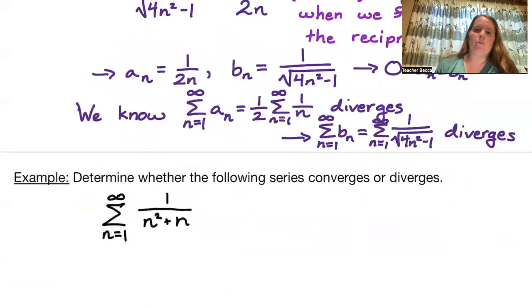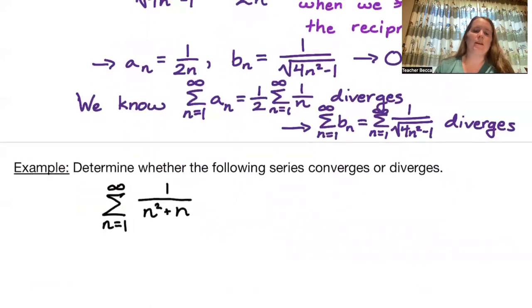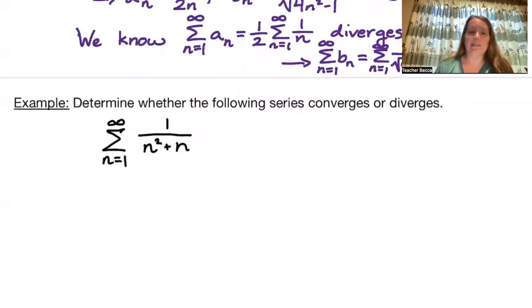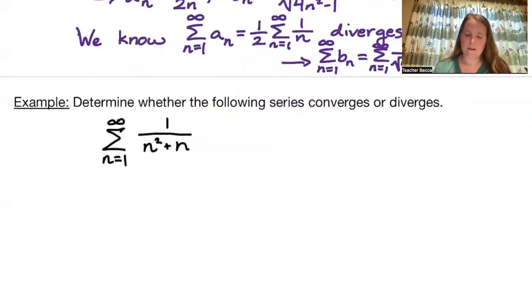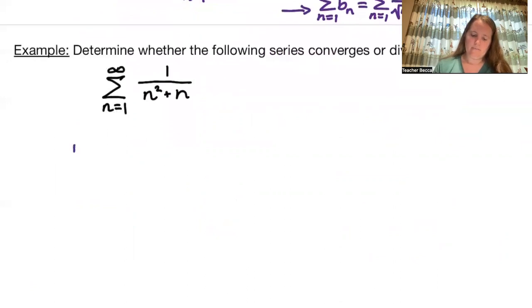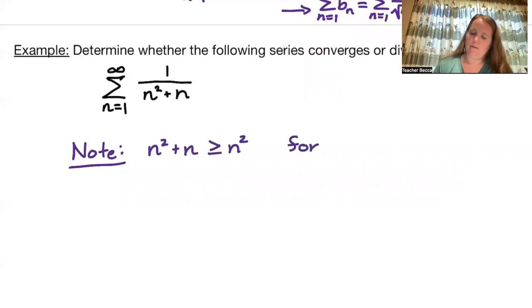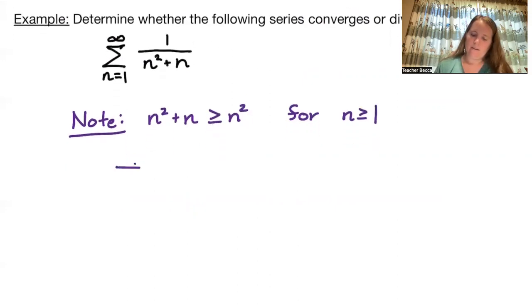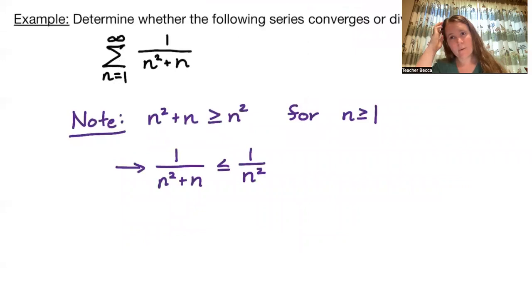Now let's determine whether the series, which is the sum from n equals 1 to infinity of 1 over n squared plus n, converges or diverges. So again, note n squared plus n is greater than or equal to n squared for n greater than or equal to 1. This means that 1 over n squared plus n is going to be less than or equal to 1 over n squared. Again, flipping our inequality when we flip to the reciprocal.